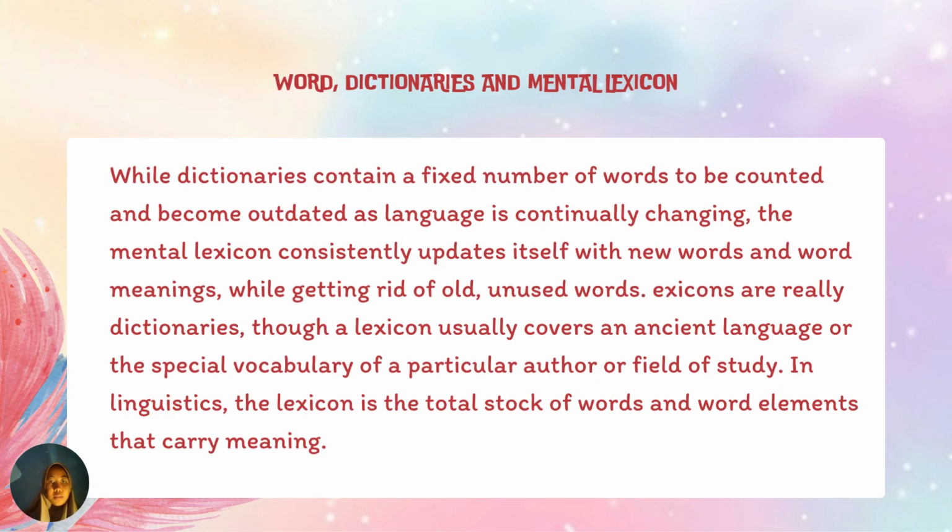Word dictionary and mental lexicon. While dictionaries contain a fixed number of words to be counted and become outdated as language is continually changing, the mental lexicon constantly updates itself with new words and word meanings while getting rid of old unused words. Lexicon, or really dictionary, the lexicon usually covers an ancient language or the special vocabulary of a particular author or field of study. In linguistics, the lexicon is the total stock of words and word elements that carry meaning.